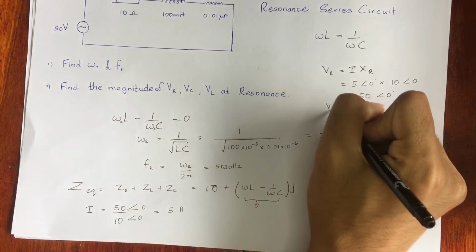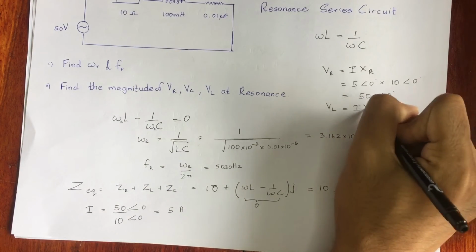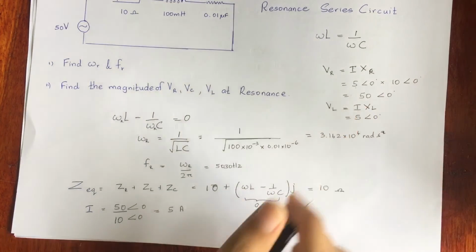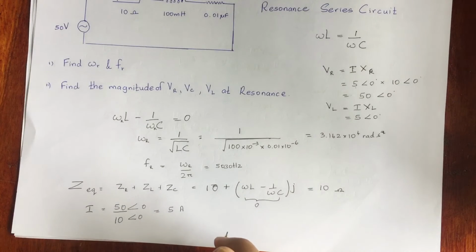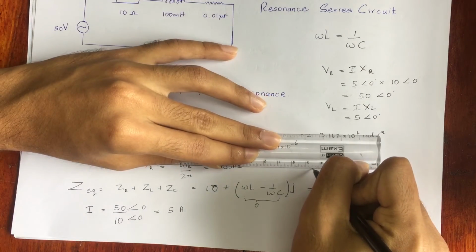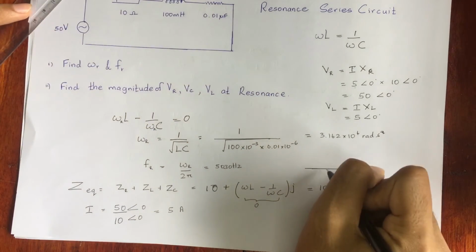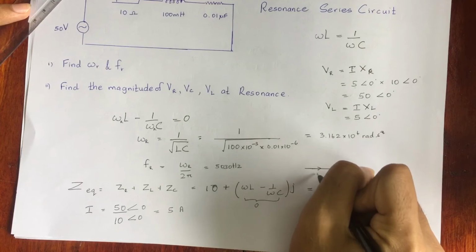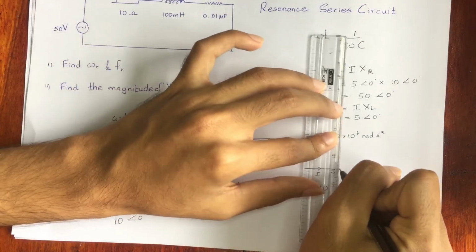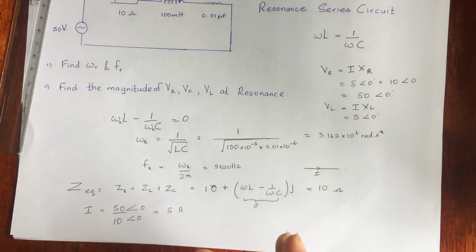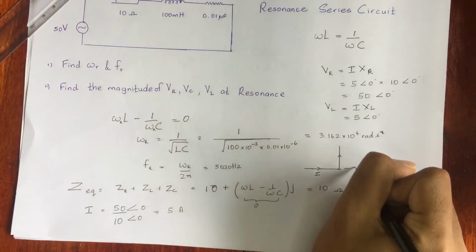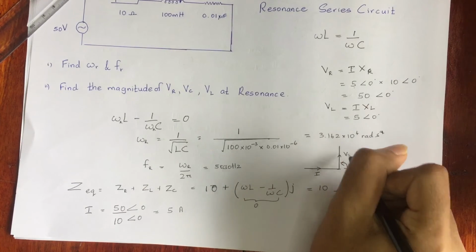Likewise, we need to find VL. VL would be I into ZL. We knew the value of I, so you can directly write it like this: I with the phase angle 0, and ZL. What the phase angle of ZL is, you need to remember. We are taking I in this direction. When we consider the voltage of any inductor, it's going to lead the current by 90 degrees.